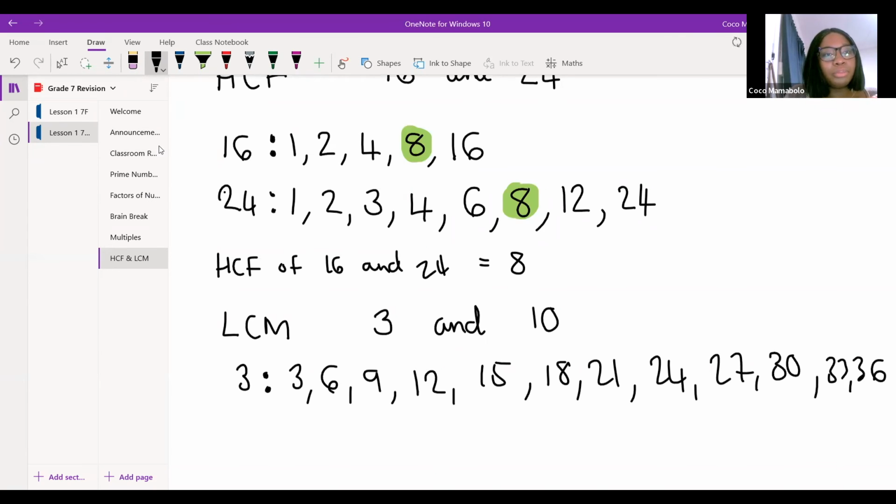Okay. Now, excellent. So now I want the multiples of 10. You can give me the multiples of 10. This one is easy. It's very easy. Singata, what are the multiples of 10?